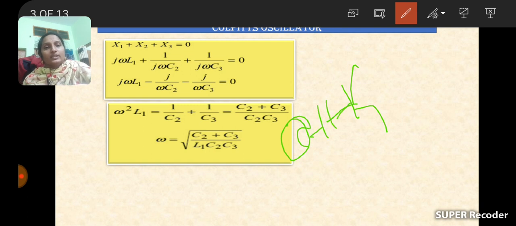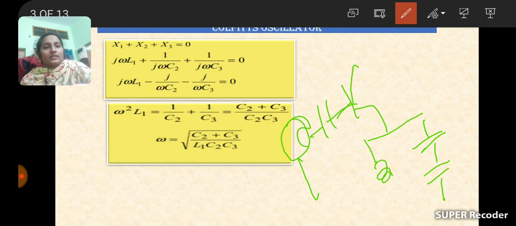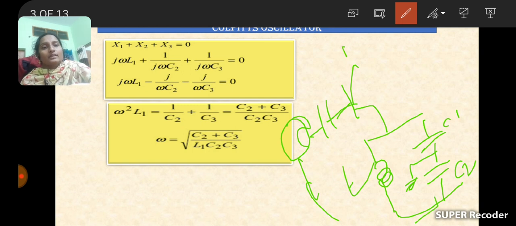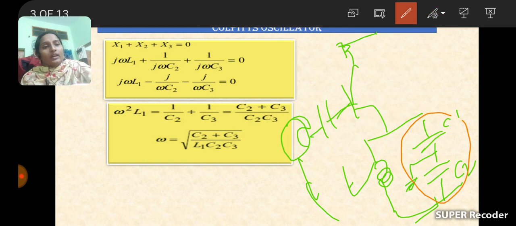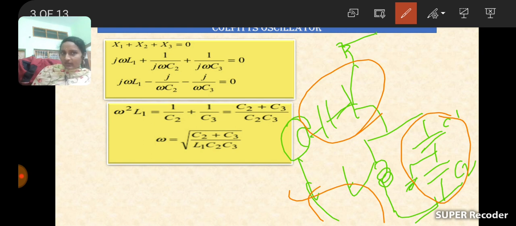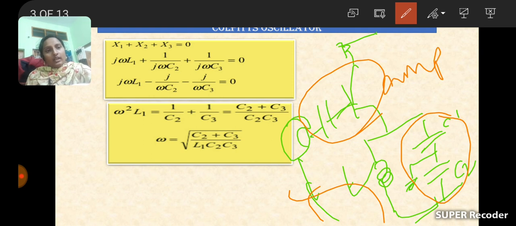Here the input voltage is applied through the capacitor, and it has a circuit like this. In the Hartley oscillator, 2 inductors and 1 capacitor are used, but in the Colpitts oscillator, 2 capacitors and 1 inductor are used. Here it is the tank circuit, and it is the amplifier circuit, and it is the feedback circuit. The requisites will be satisfied. This is the amplifier, and it is the tank circuit, and it is the feedback network.